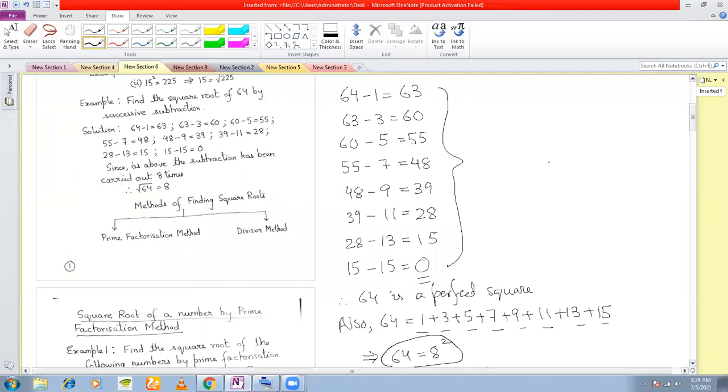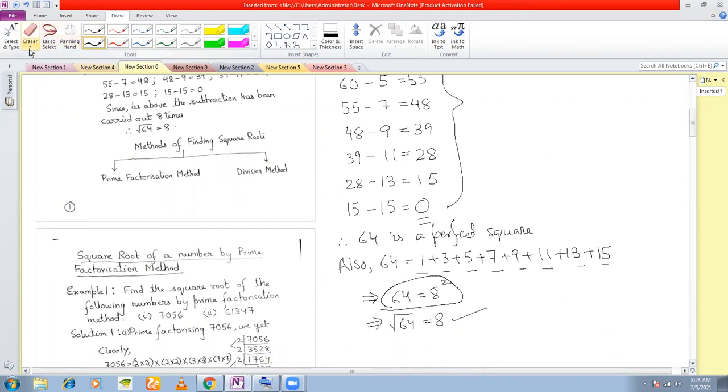Okay, but normally we don't use this method. Just know this method for the time being. We may use it later to solve some other types of sums.